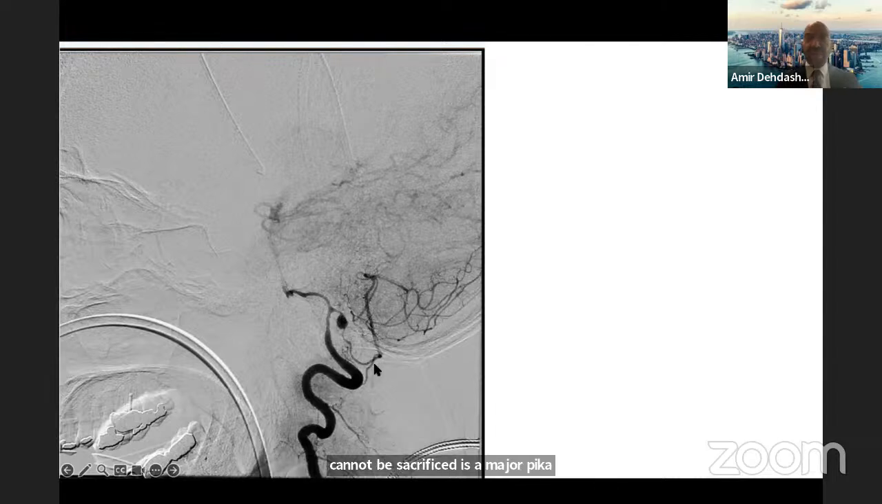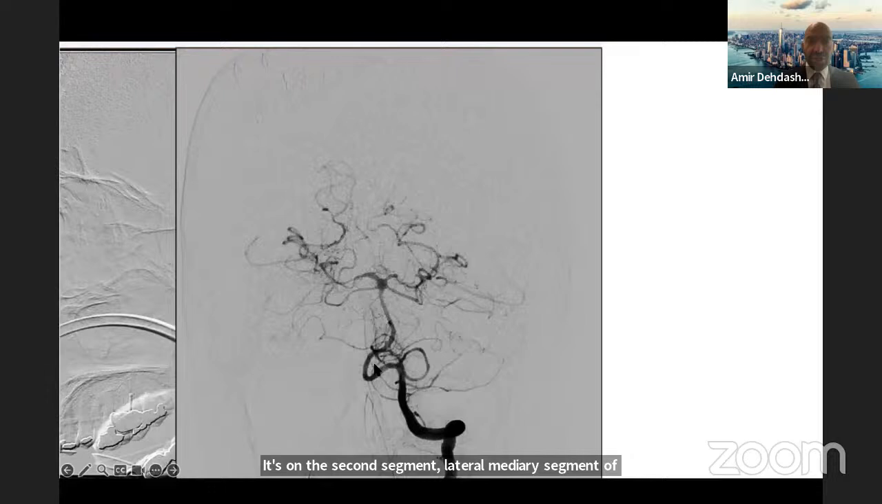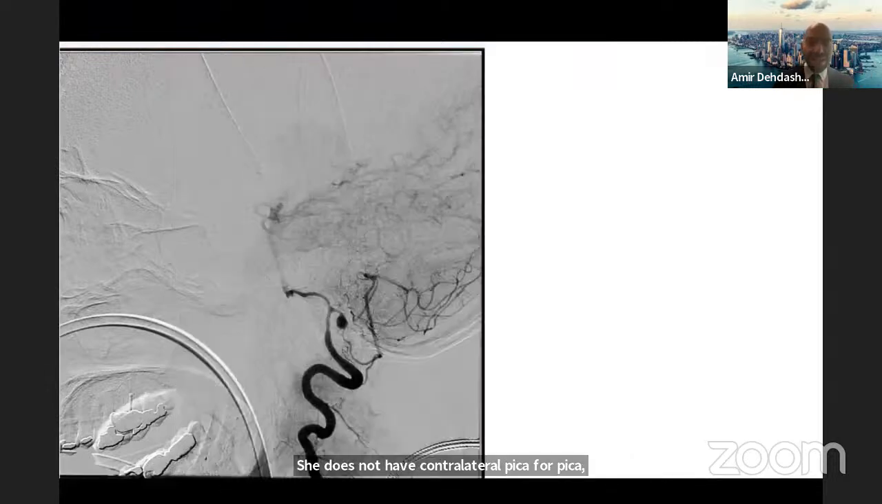This patient doesn't have a good occipital artery. She does not have a contralateral PICA for a PICA-PICA bypass. It is not a segment where side cutting and reanastomosing is easy.